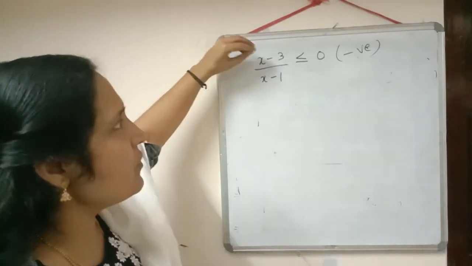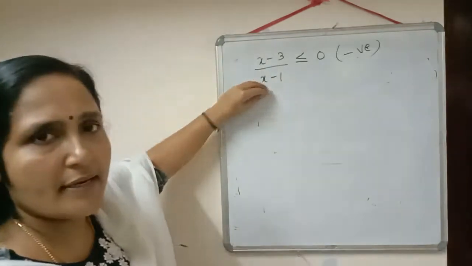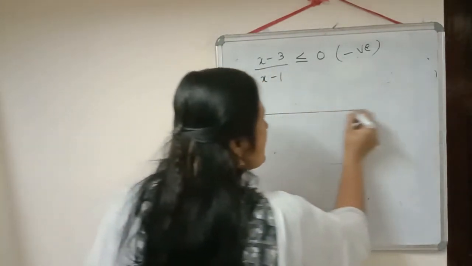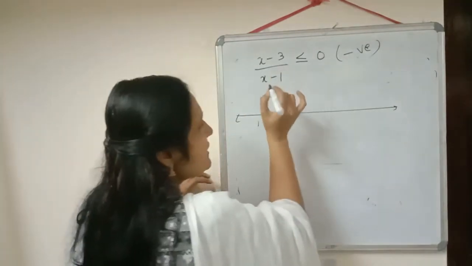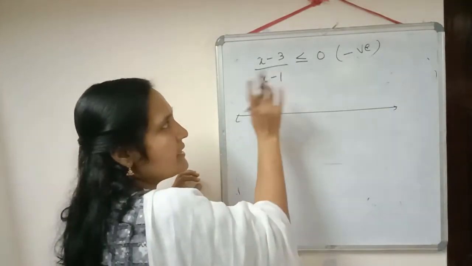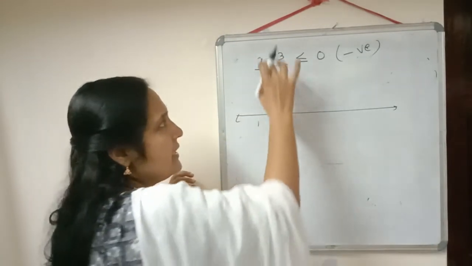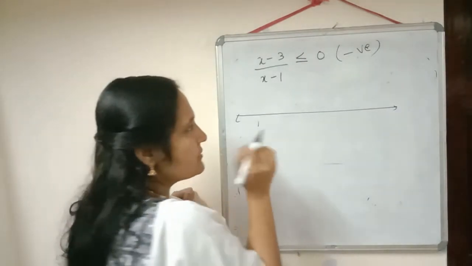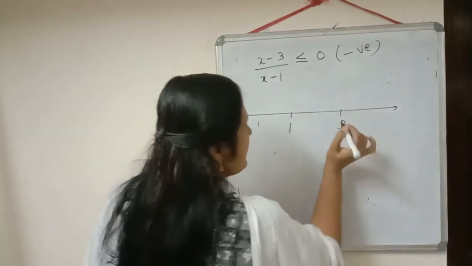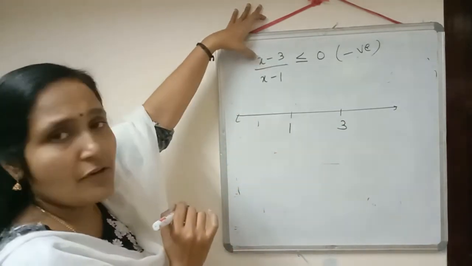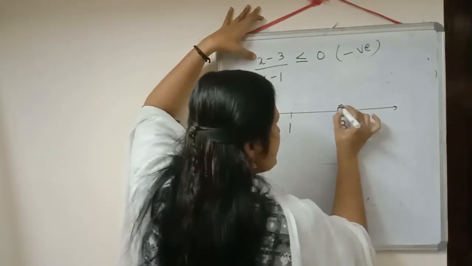So obviously only the numerator can be equal to 0. Denominator should not be equal to 0 there. So numerator can be equal to 0. Obviously we will get 2 points here. One is 1 and the other one is 3 there. In these two cases only it will become 0 there. So just write down, we have 2 points here, 1 and 3 there. And since numerator can be equal to 0, you just darken this 3 there.